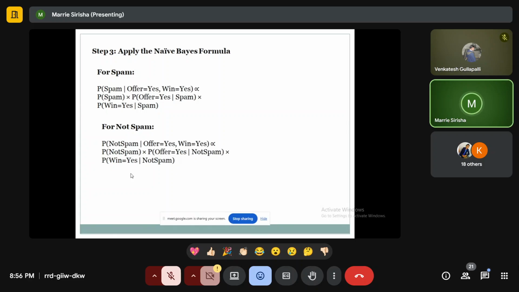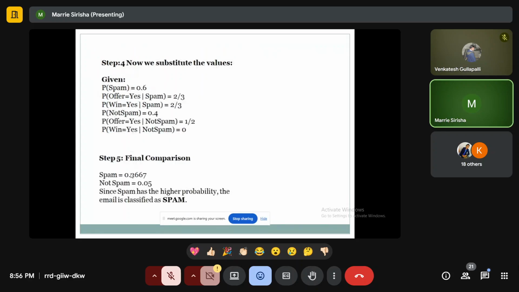For example, I can relate you with the formula. Spam is probability of A, not spam is probability of B. Don't get confused here. This is just a formula in terms of spam or not spam. This is very important. And in the fourth step, you are substituting all these values. And finally in step 5, you are comparing spam and not spam.